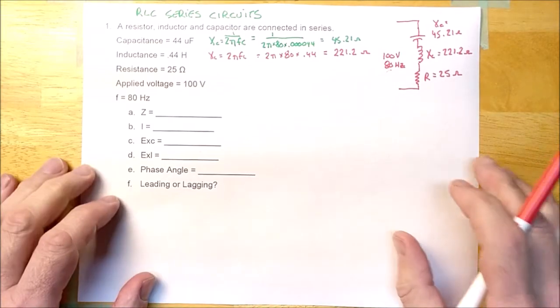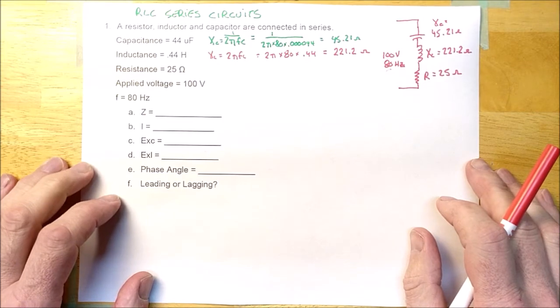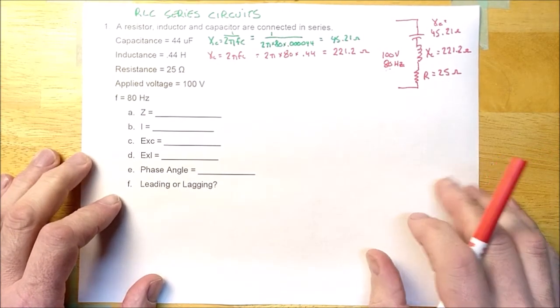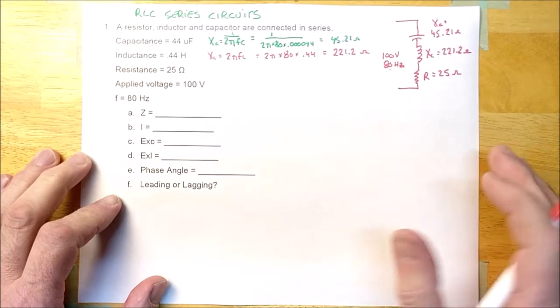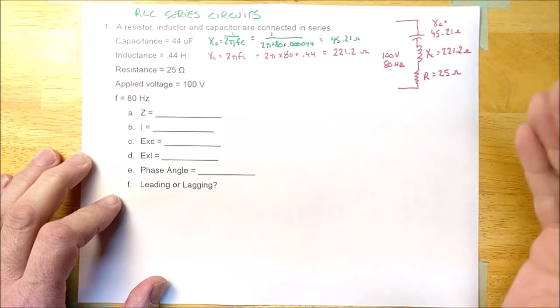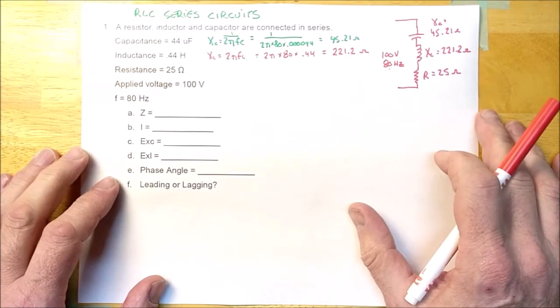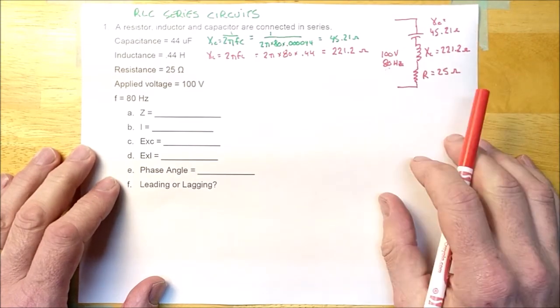Hey guys, welcome back. Today we're going to be starting RLC series circuits, and I've got an example here that we're going to take up. You already know how to do this because you know how to do RL series circuits, and so this is just another series circuit, but it has one more component. It follows all the same rules that we've been learning about RL series circuits, just has a third phasor.